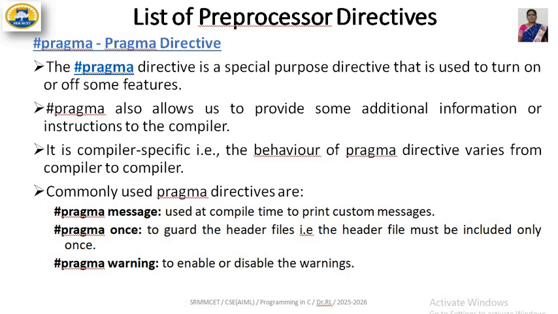So commonly used pragma directives are, first, pragma message, which is used at compile time to print a custom message, and another one, pragma once, which is used to guard the header files, that is, the header file must be included only once. And finally, pragma warning. The pragma warning preprocessor directive is used to enable or disable warnings.